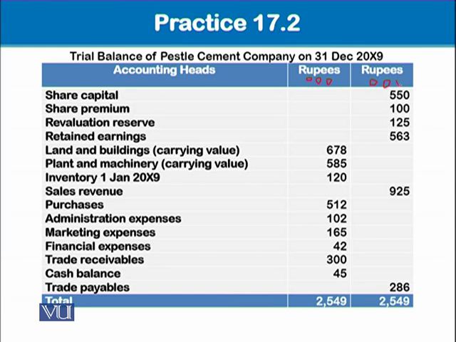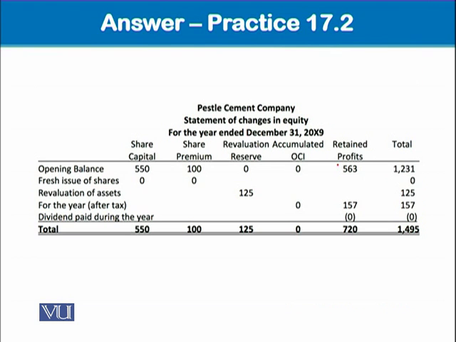So we have share capital, share premium and revaluation reserve. All these three are our owner's equity items. Then we have retained earnings. We have already seen this trial balance in the previous module, so let's directly discuss how the statement of financial position will look. But before that, we have to work out the statement of changes in equity.